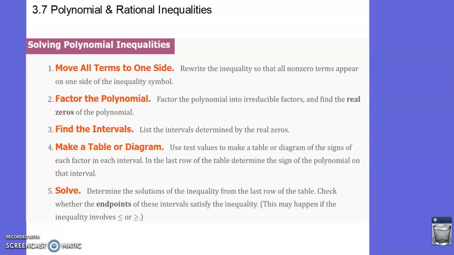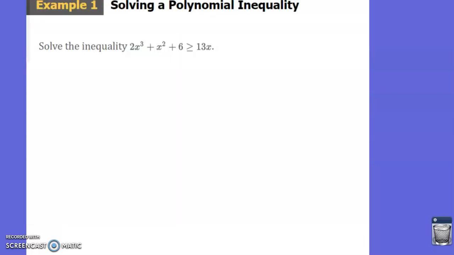The steps are the same. We're going to move all terms to one side, especially on inequalities. That's really what you want to do. Then factor the polynomials, find the zeros, and then find the intervals. Remember, we tested the intervals between those zeros to see if it goes up or down. Make a table or a diagram of doing that, especially if it says to graph. That helps you understand the problem as well. And then it says to solve the actual problem, and that will help you determine which way the graphs go in each interval. So let's look at our first example.